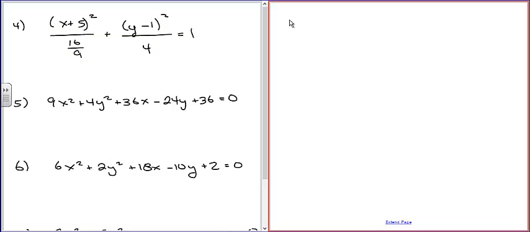Okay, let's move on to problem number 6. So we're going to put this in standard form. So we're going to group the x terms together. And we'll group the y terms together. And we'll put the constant to the other side. So that positive 2 becomes -2.